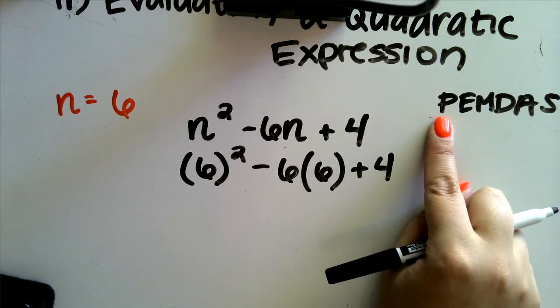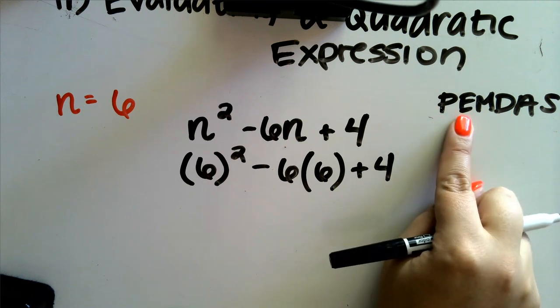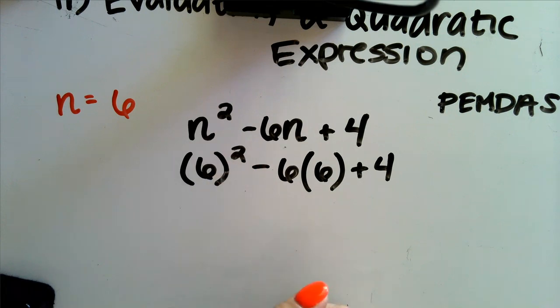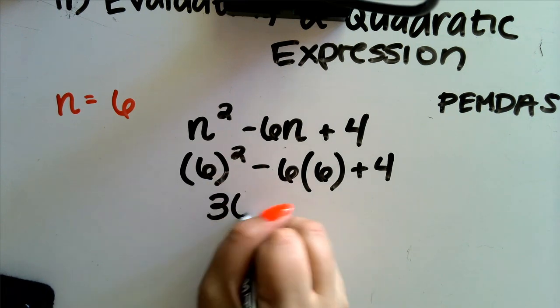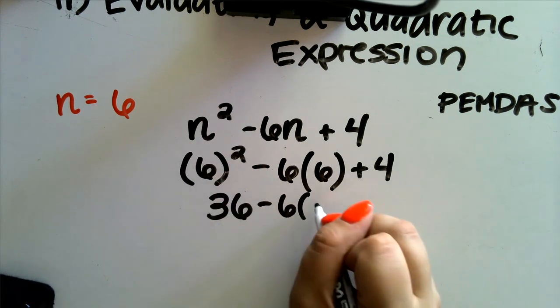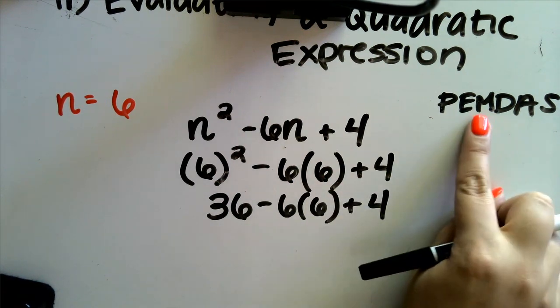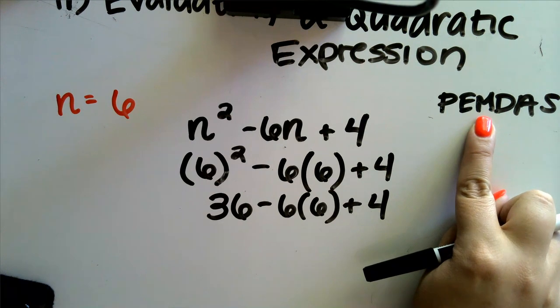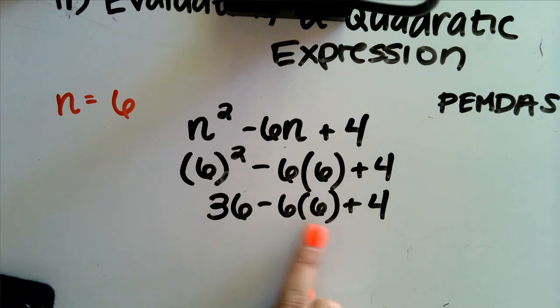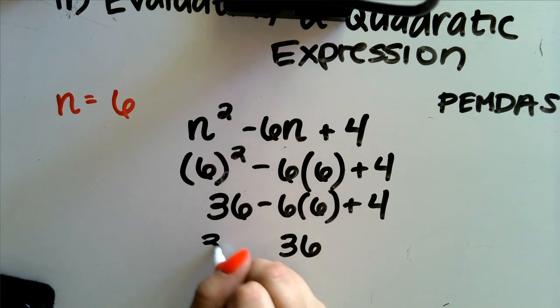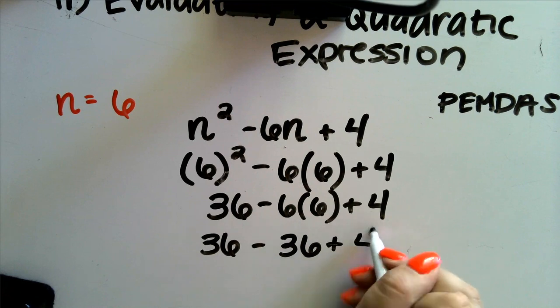Order of operations, I don't see any operations inside parentheses, don't have to do anything there. Next up is our exponents, and we do have one exponent here, 6 squared. 6 to the second power is 36 minus 6 times 6 plus 4. Okay, I don't have any more exponents, but I do have a little bit of multiplication. Right here, I have to multiply 6 times 6, or 6 squared, 36 again. I'm going to bring everything else down.